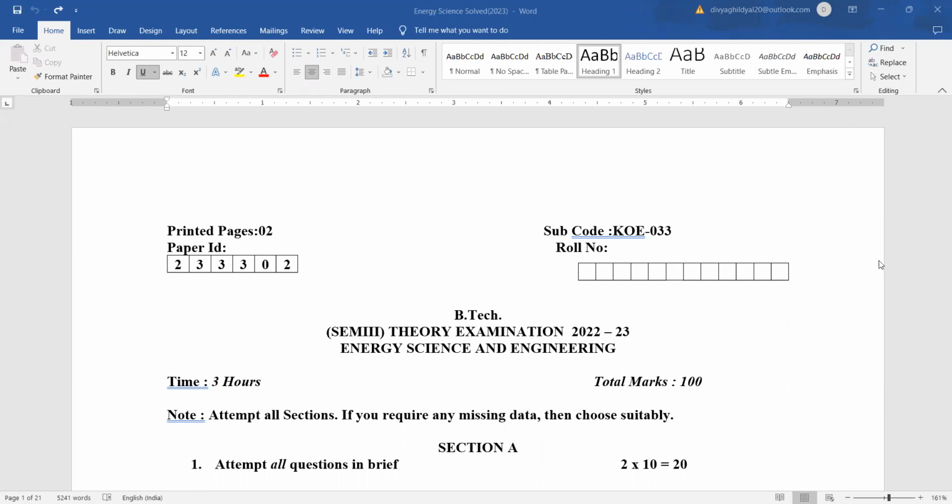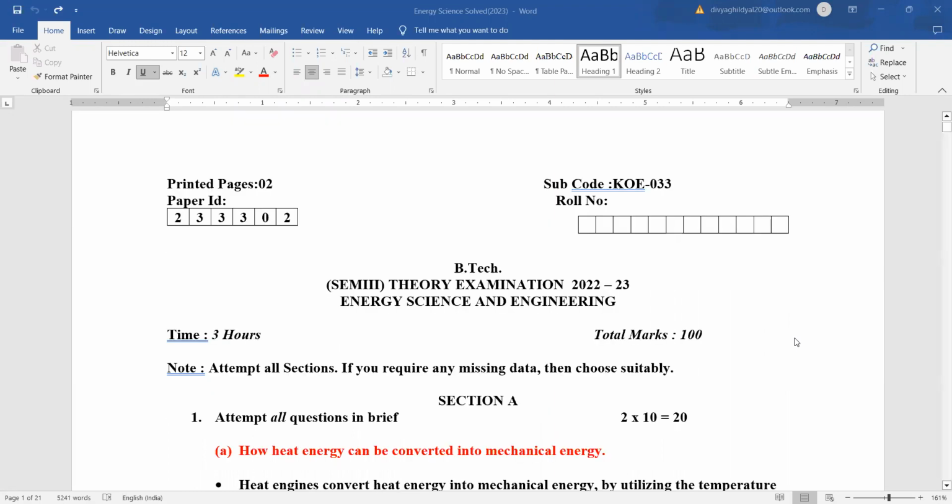The 22-23 batch paper. Now, as you can see the question paper, it has come exactly as per the model paper that had been floated on our channel.